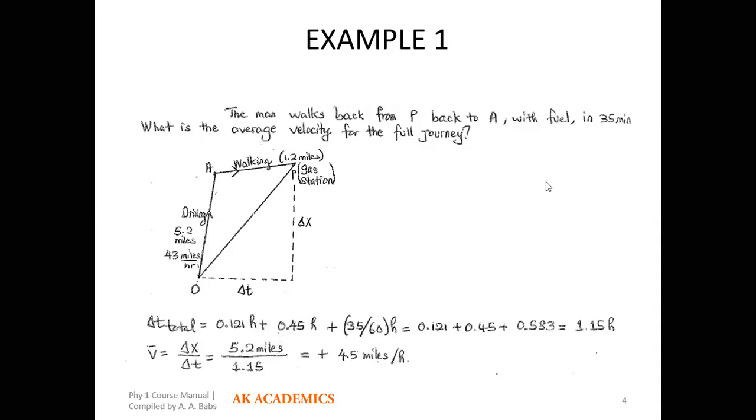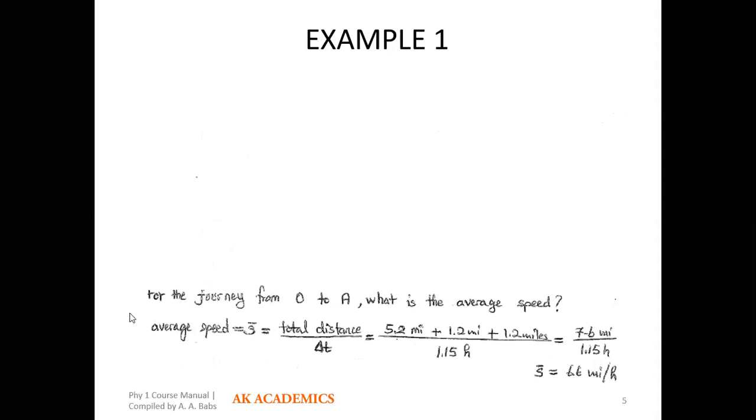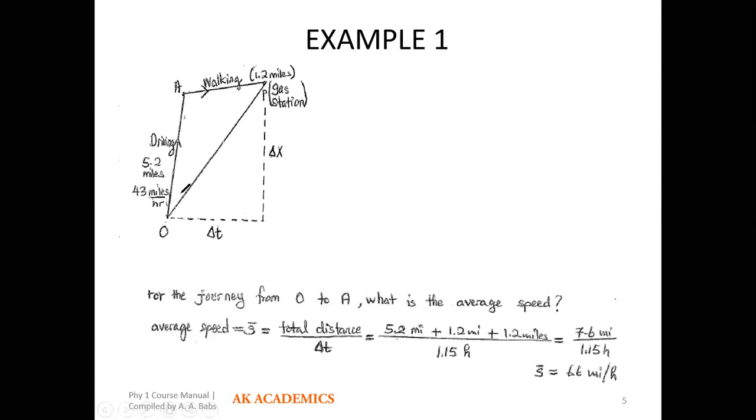So there is another part of the question that says, for the journey from O to A, what is the average speed? It moved from O to A to P, P back to A. Okay, so to calculate the journey from O to A, this is what usually gets many people confused. The journey from O to A will be him going from O to A and then to P and then back to A.